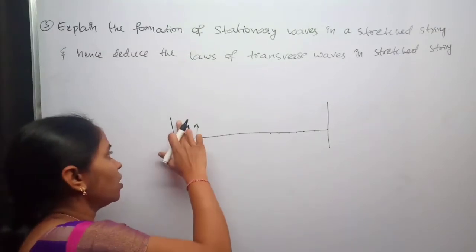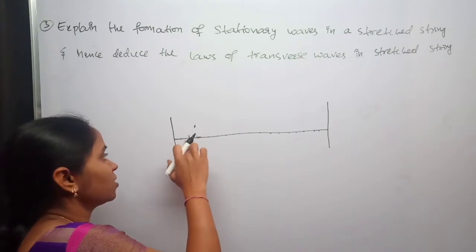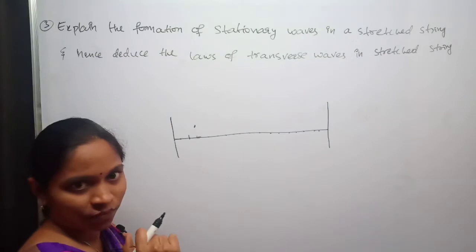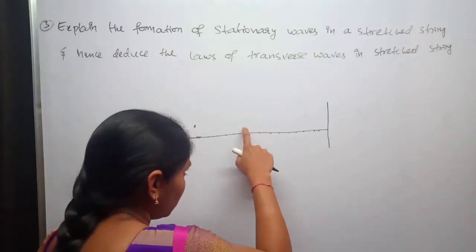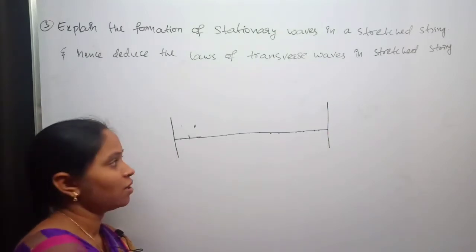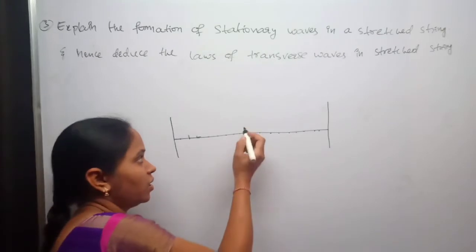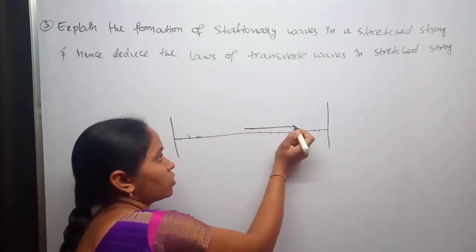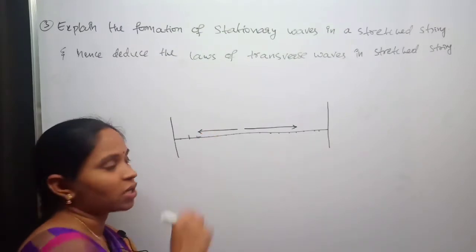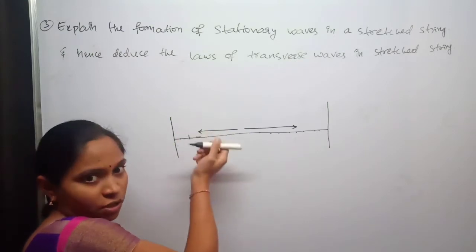And what happens? A transverse wave will generate along this string. As I plucked in between these two rigid boundaries, two or more waves are generated: one is along the positive x-axis and the other is along the negative x-axis. One is along the positive direction and the next one is along the negative direction.